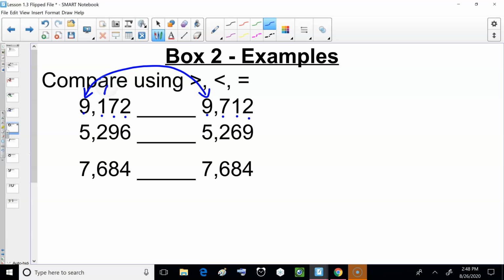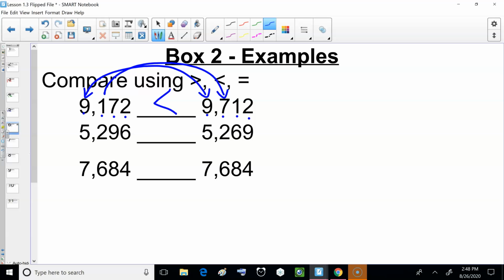Here we have 100, and here we have 700s. Well, I know that 700 is bigger than 100. So no matter what the other smaller place values are, we know right now that 9,172 is less than 9,712.